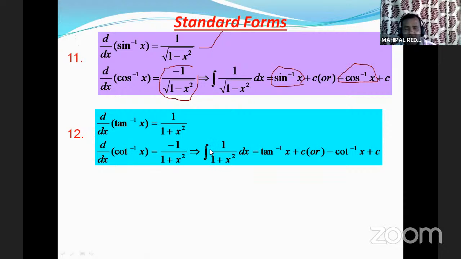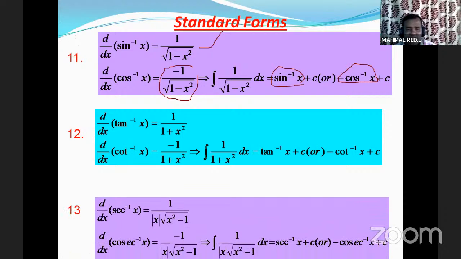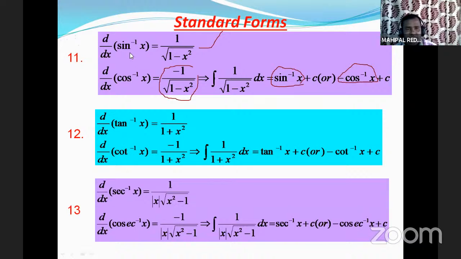It implies integration of 1 by 1 plus x square dx equals tan inverse of x or minus cot inverse of x plus c. Next, 13th one. So again, the 11th one is sine inverse and cos inverse functions, the 12th one is tan inverse and cot inverse functions, and the 13th one is sec inverse and cosec inverse functions.